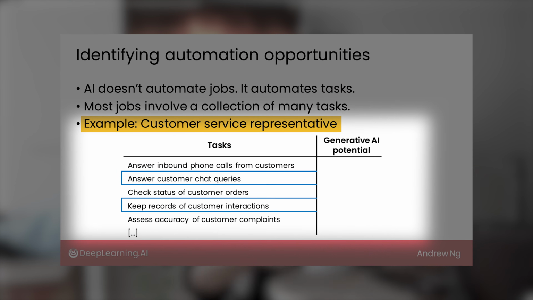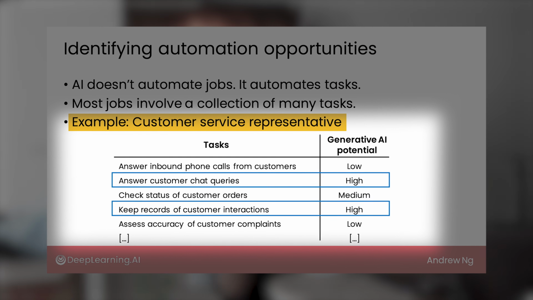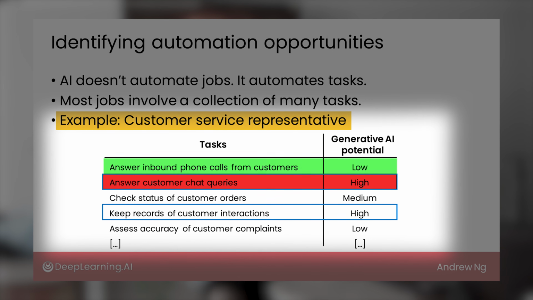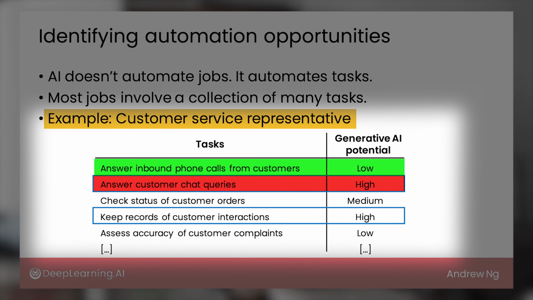So it's much better to think about AI automation at the level of tasks. Then you can go through these tasks and label how likely it is that AI will impact that specific task. For example, for answering customer chat queries, the ability for an AI to do well on this is very high. But in terms of answering inbound phone calls for customers, at least right now, the ability of an AI to do that is relatively low.